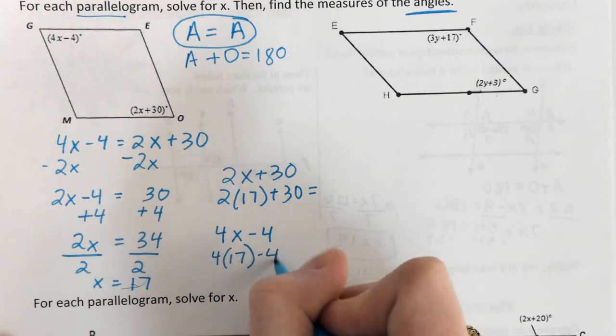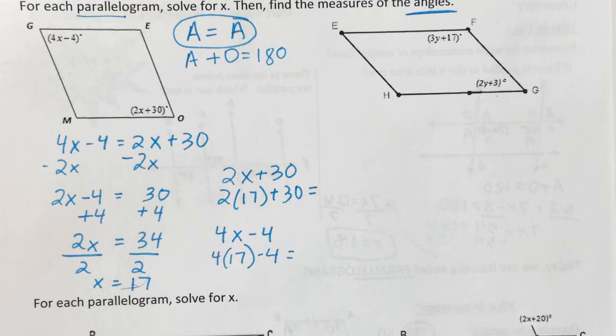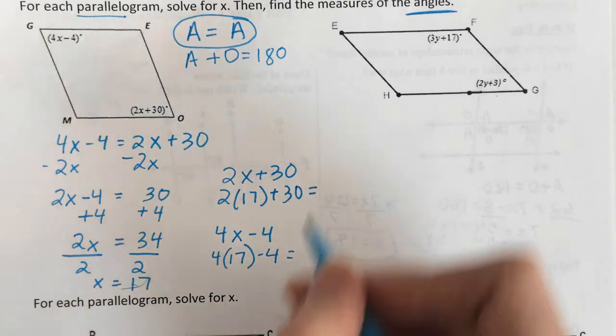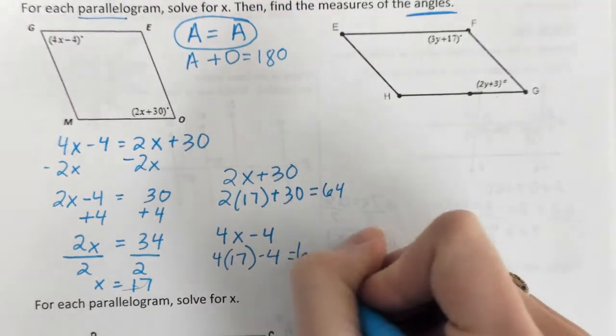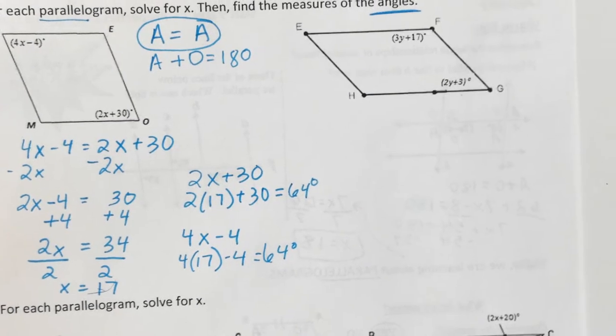If these were equal angles though, should we get the same answers or different answers? We should get the same answers. I hope you said same. Let's see, 4 times 17 minus 4. We get 64 for both of them. So that is our angle measure. Nice job, guys.